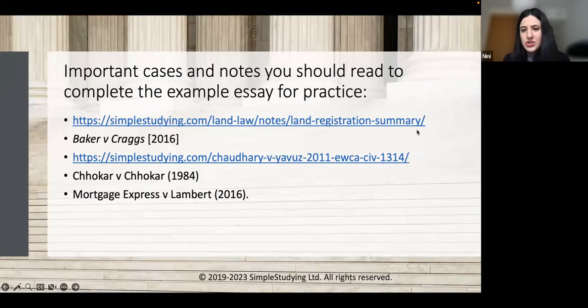Important cases that you need to take a look at: Baker versus Cracks, Chaka, Mortgage Express versus Lambert, Chodari. We have case summaries that you can have a look at, as well as our notes. You should take a look at our notes. It's a great summary of all the main principles that you need to know about this topic.